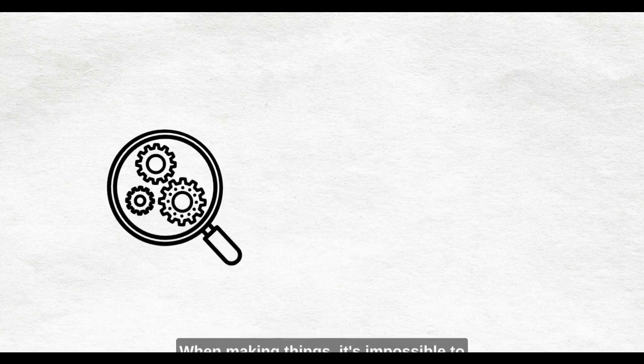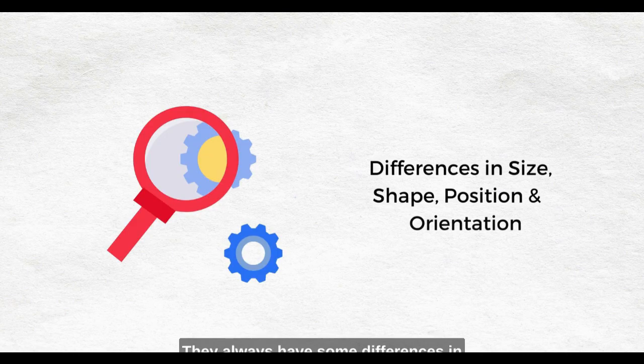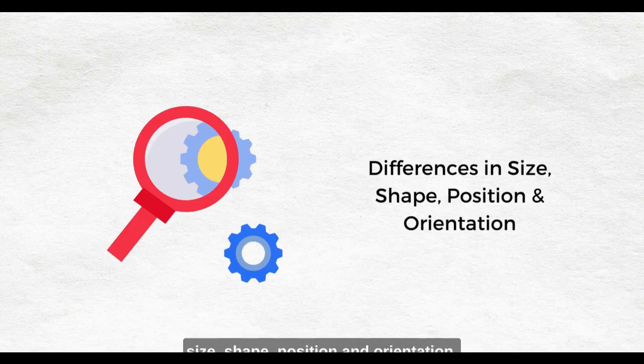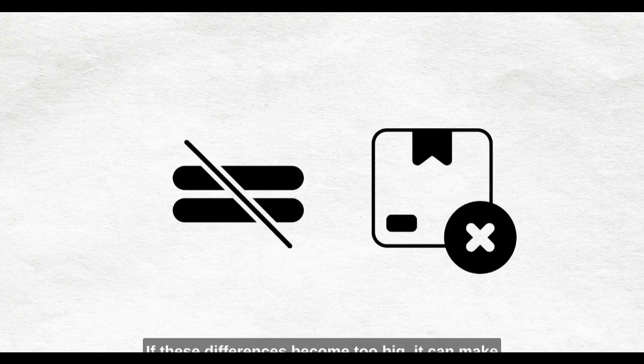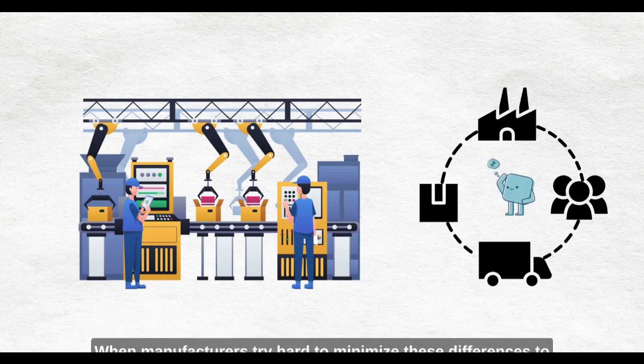When making things, it's impossible to create them exactly as planned. They always have some differences in size, shape, position, and orientation. If these differences become too big, it can make the item less useful for its intended purpose. When manufacturers try hard to minimize these differences to make the item more usable, it usually ends up being very costly to produce and difficult to sell.